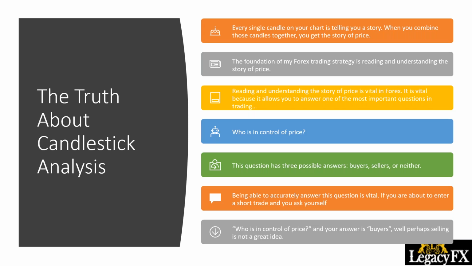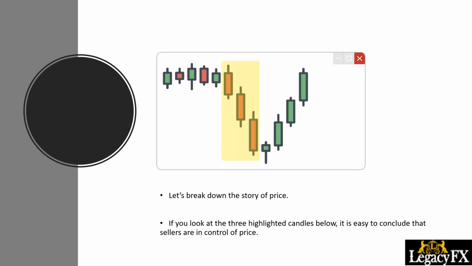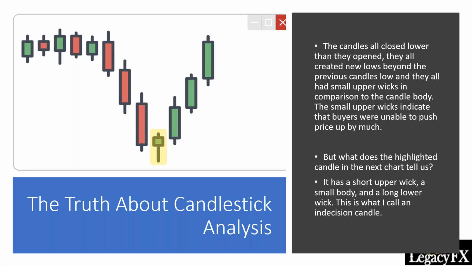So we've got our support and resistance levels on our charts. And every single candle on your chart is telling you a story. When you combine these candles, you get the story of price. So let's break down the story of price. If we're looking at these three highlighted candles here, it's easy to conclude that the sellers are in control. We see three red candlesticks. After that, we see four green candlesticks. We can say the buyers are in control. Okay, that's fine.